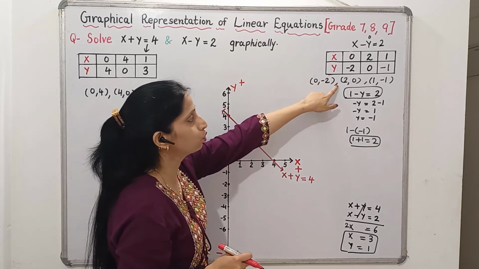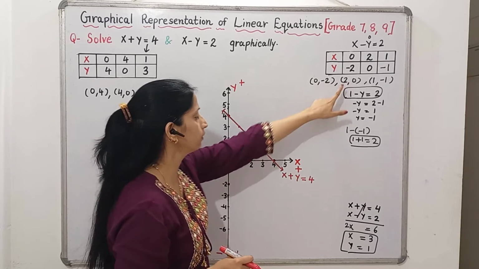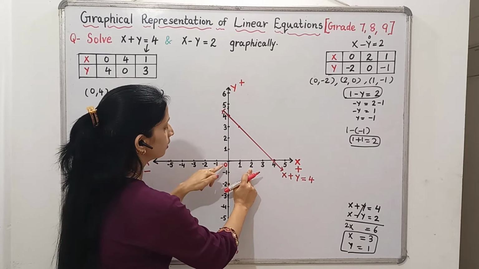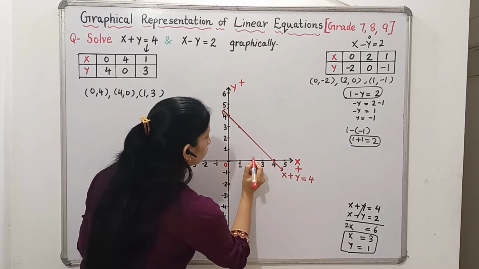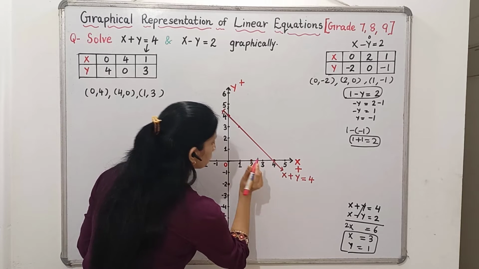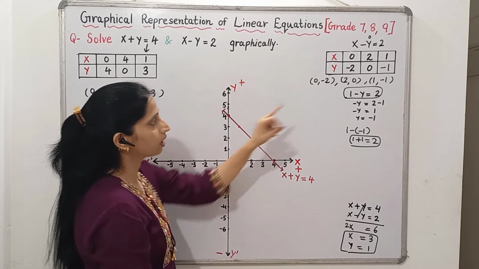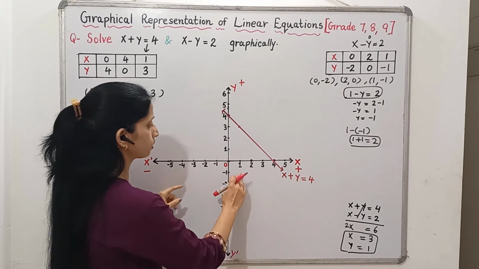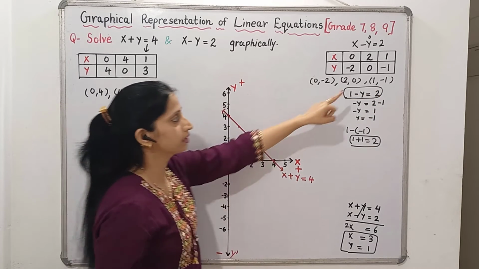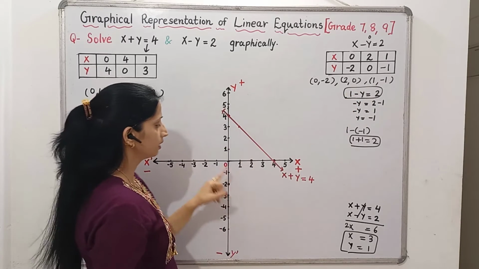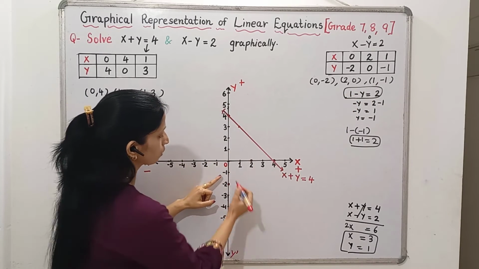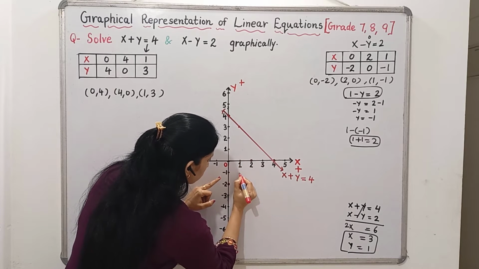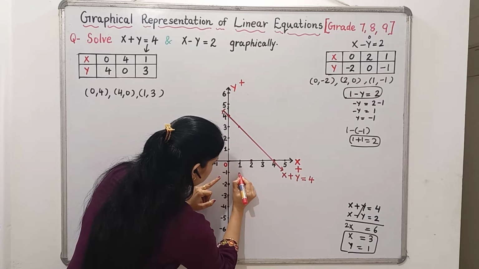Now the second is 2, 0, both are positive, but x is 2, y is 0. This means the point will be here. Okay. Now the third one, 1, minus 1. 1 is plus 1, okay, and this is minus 1. This means it is y. Y is minus 1. So this is 1 and this is minus 1. It will lie somewhere here.